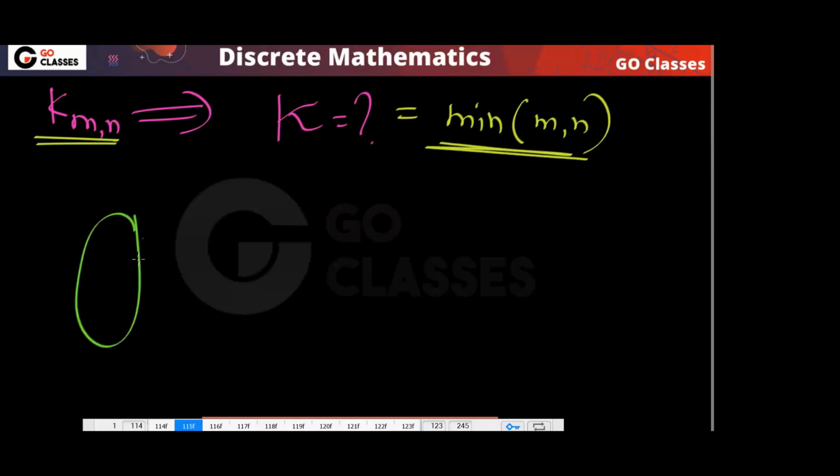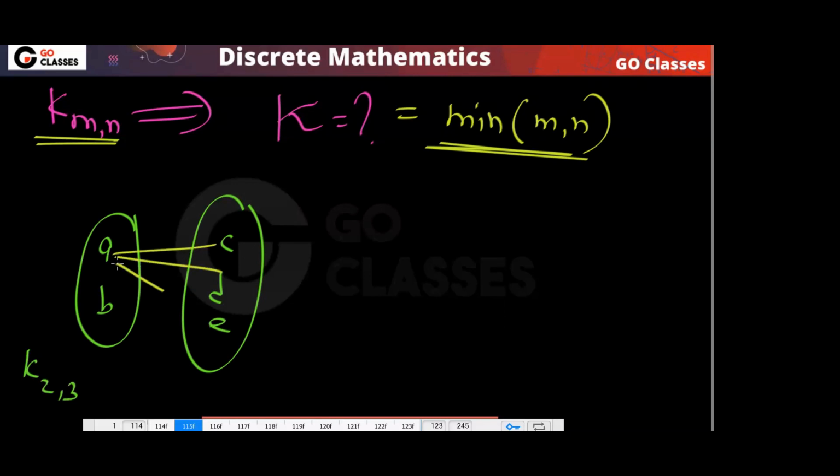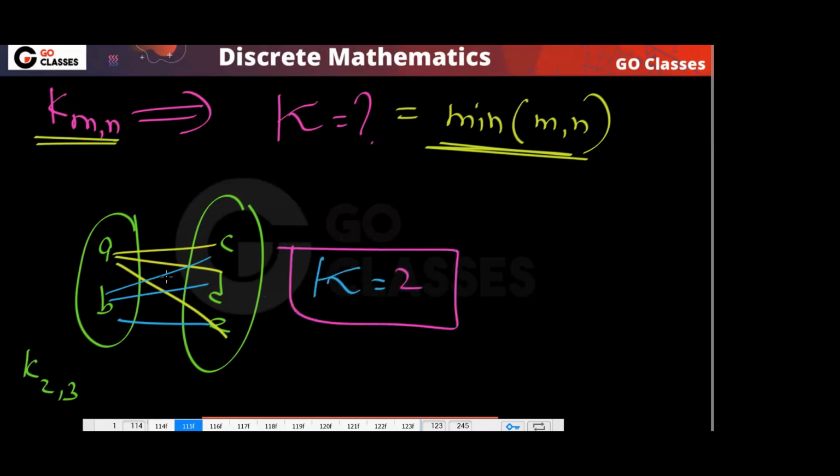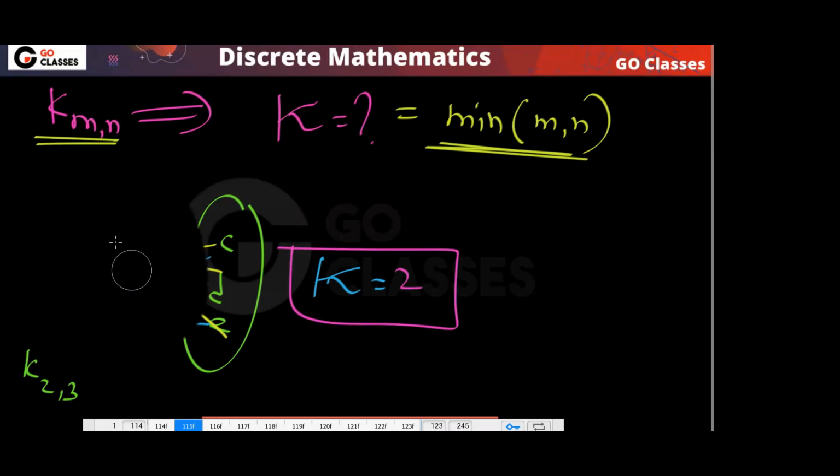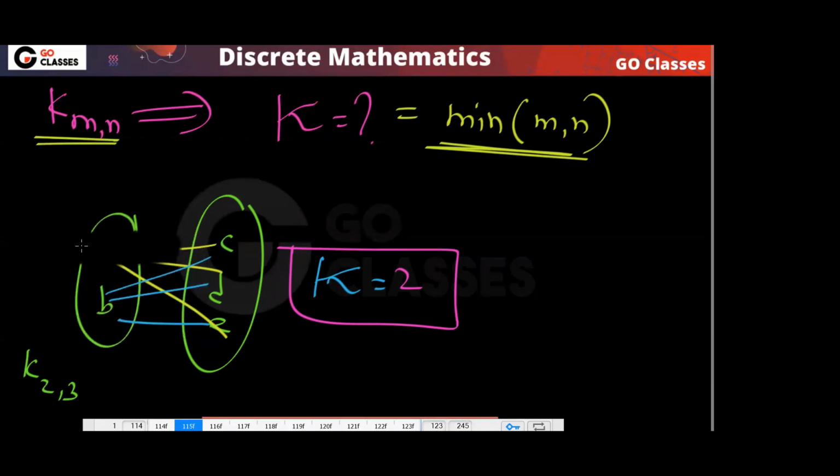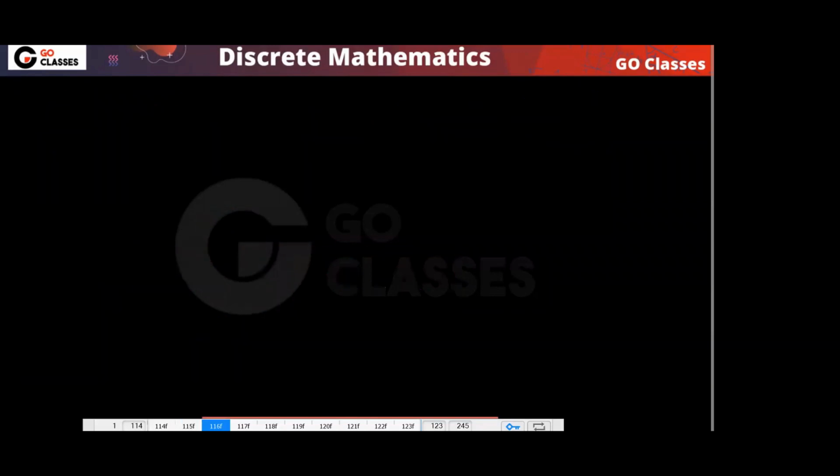For example, if you have A, B, C, D, E, this is your K2,3. If you want to disconnect this graph, the kappa will be 2. You can remove these 2 vertices and your graph will disconnect. But if you remove just this one vertex, the graph will not disconnect. So kappa is the minimum of m comma n for a complete bipartite graph.